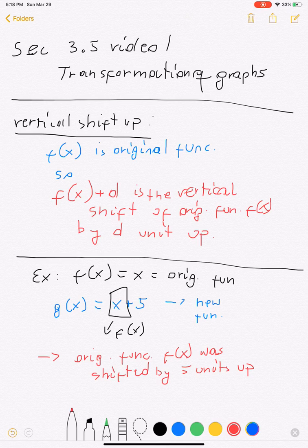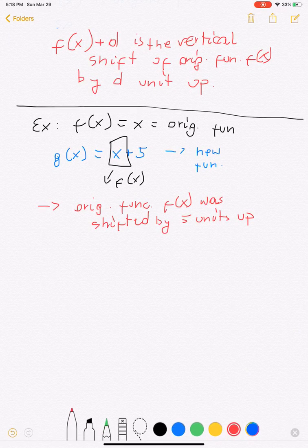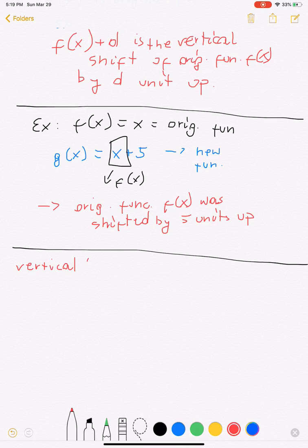Okay, next what I want to talk about is going to be vertical translation down d units, and you're going to see that from the original function we're going to subtract an integer, usually the coefficient.